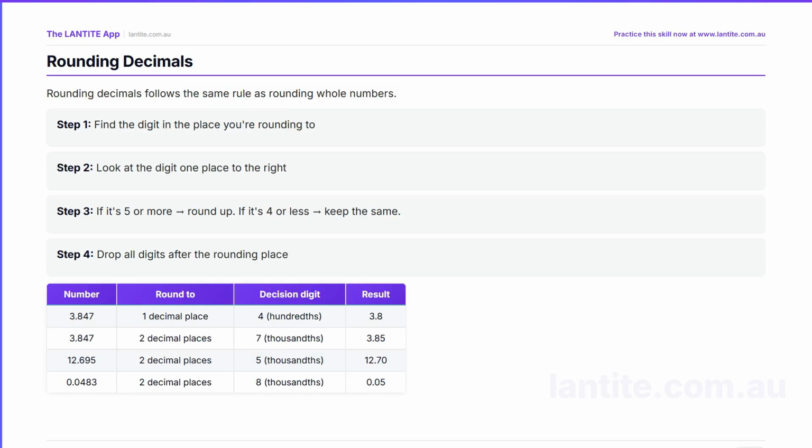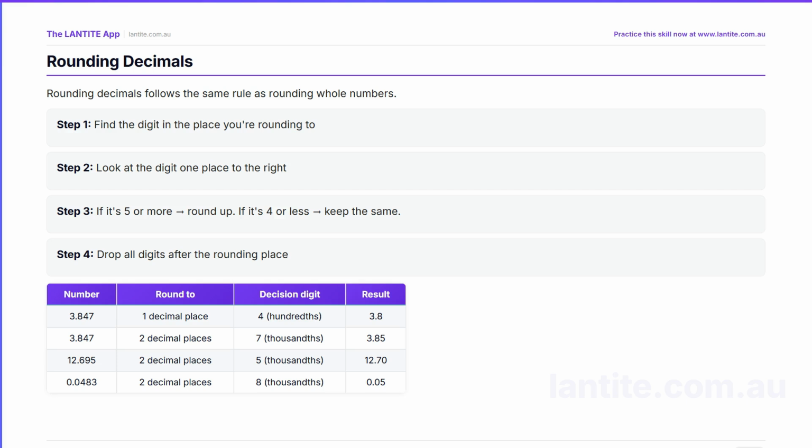Rounding decimals works just like rounding whole numbers. Find the digit in the place you're rounding to. Look one place to the right, and if that digit is 5 or more, round up. If it's 4 or less, keep the rounding digit the same. Then drop everything after it. Let's look at the examples on screen.